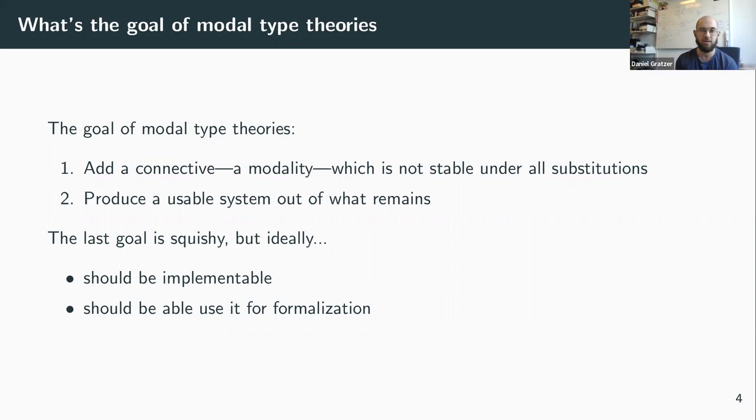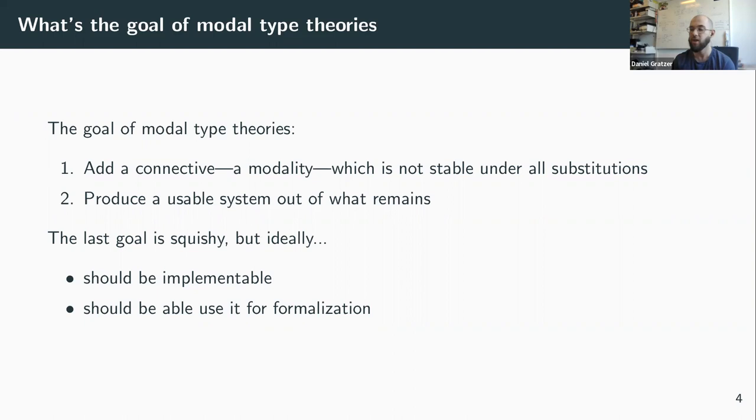I know that usability is a very squishy sort of goal, but I'll have two benchmarks, which is I really want whatever we end up with to be implementable. I want Agda with modal types. And this imposes a few constraints. I need decidable type checking, and in practice, that means that I need normalization. And the resultant formalism should be usable. I should be able to actually prove things with it. Again, it's squishy, but these two goals are worth keeping in mind.